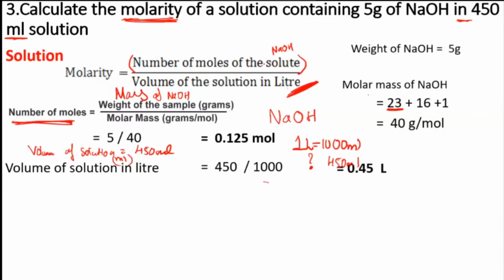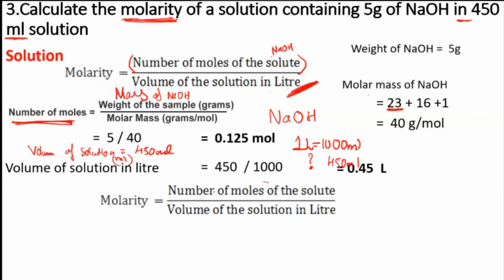Yes, very good. So we got both the things now. Now direct substitution in the formula. Molarity is number of moles divided by volume of solution in liter. Number of moles is 0.125. So 0.125 divided by 0.45. When you divide both of these, you will get 0.277 molar. Just check. Yes, very good, correct. Many of you have got it.